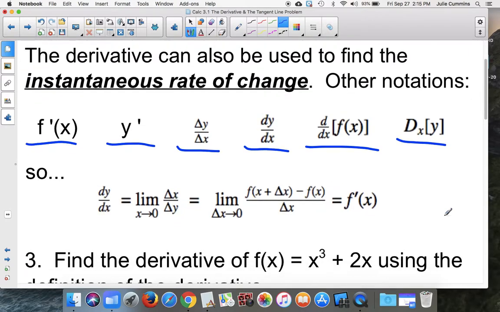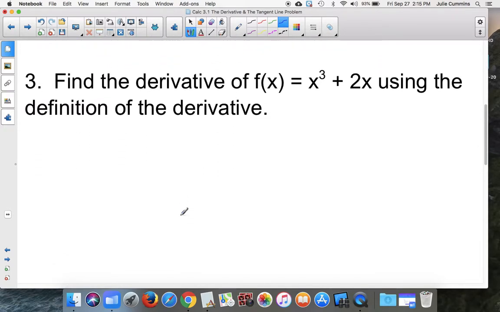So if you want to find dy dx, it's the limit as delta x approaches 0 of delta y over delta x. And that's the same thing as the limit as delta x approaches 0 of our functions. We call that the derivative. So let me show you how this all works out in a problem.